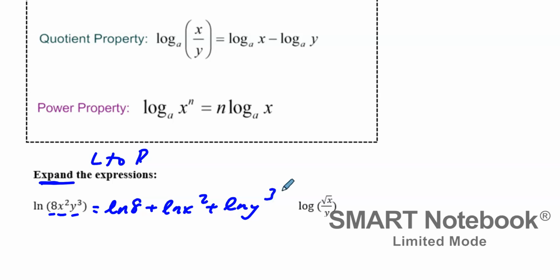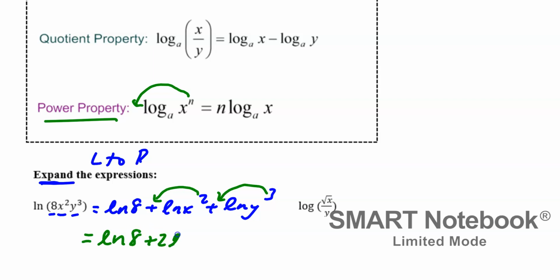Now, that's not the only rule we're going to use, because if we're trying to expand, we're trying to make this function as long as possible. So the second thing I'd like to point out is this power property. When you have log base A of x to the n, because you're multiplying the exponents, the n comes down in front and you're multiplying. So this doesn't have an exponent. This one does, so the 2 is going to come down in front. The 3 is going to come down in front. So our final answer of expanding would be ln of 8 plus 2 ln of x plus 3 ln of y.